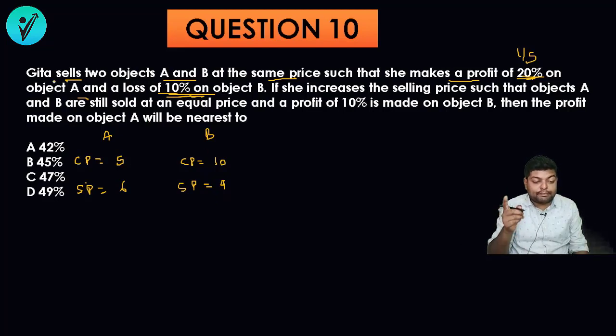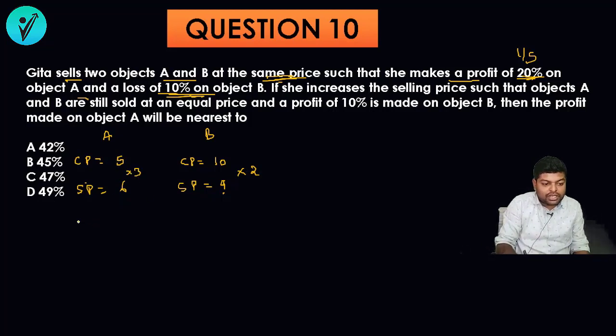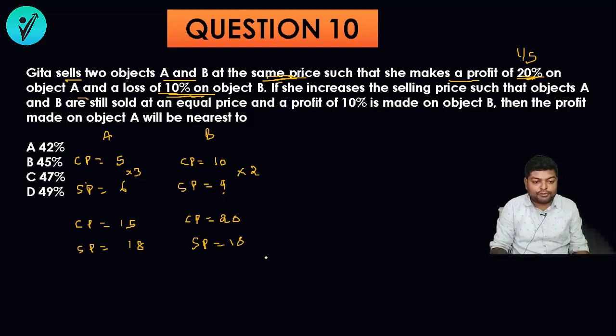Okay, one more important point that I missed is what? Geeta sells the two objects A and B at the same price. Means the selling price of both the objects should be same. The selling price of this and the selling price of this should be same. So how can we do it? Let's multiply this expression by 2 and this by 3. तो जब आप इसको 3 से मल्टीप्लाई करोगे, your cost price will become 15 and your selling price will become 18. In this case, my cost price is 20 and my selling price is again 18. Now, is my selling price same in both the situations, for product A and for product B also?